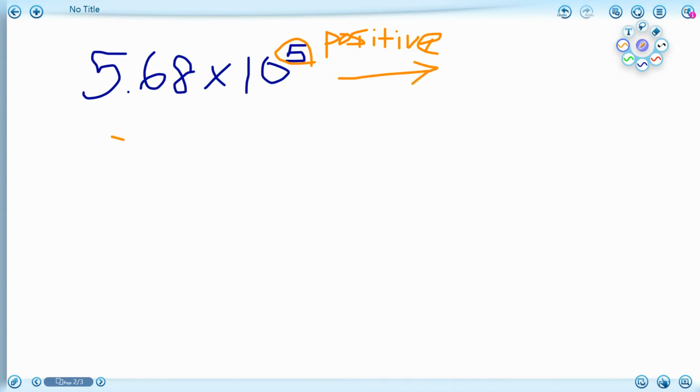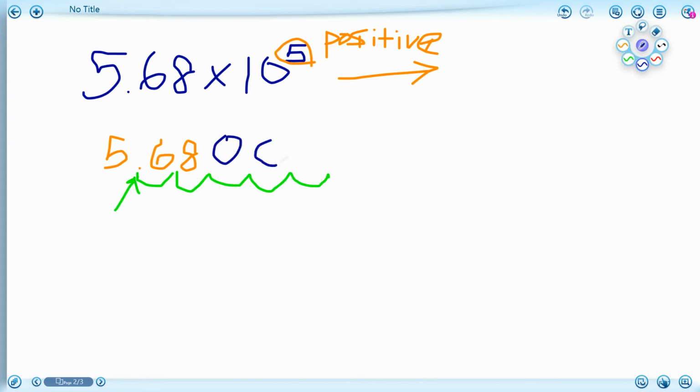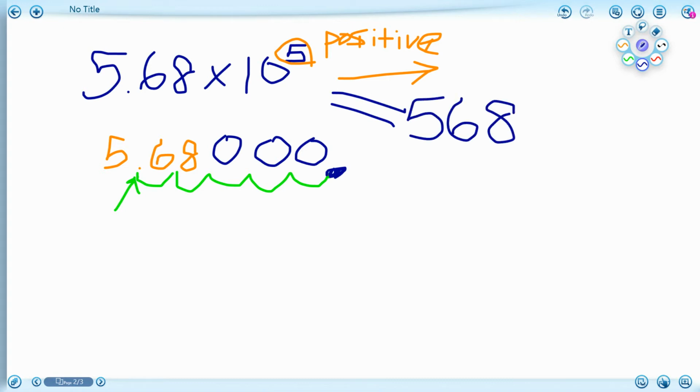Let's look at it. So we now have 5.68. What do you mean by going to the right? Where I'm going to start is from this little dot right here, and I'm going to make my rabbit hop. The rabbit's going to hop once, twice, 3, 4, 5 times. On the blank spaces, I'm going to fill in zeros. So my dot moved to the very back, and I have 568,000. That was one way of doing it.